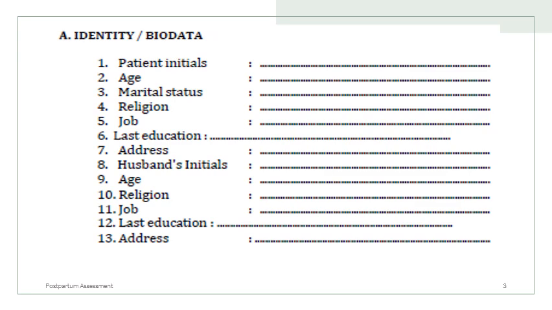So as we know, once we are choosing a patient as our case study, we need to have the initials of the patient's name, the age, the marital status, the religion, their job, the last education of the mother, and the address. We also assess the husband or the partner about their initial, the age, religion, job, education, and also their address.